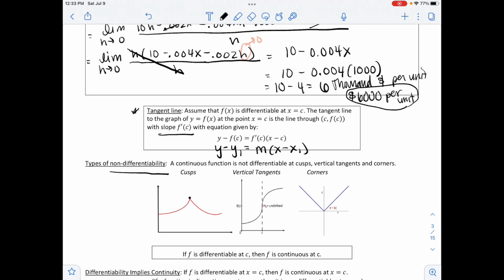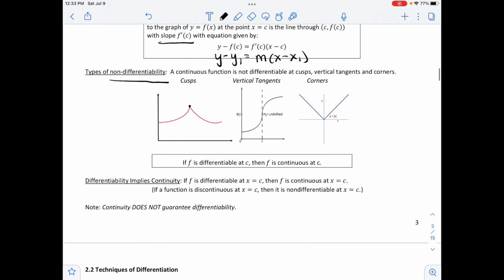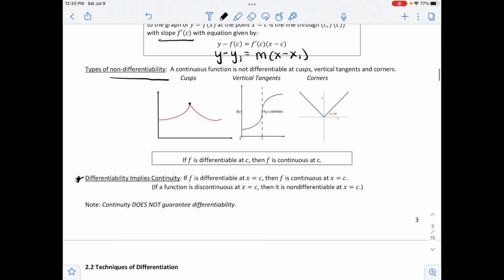It does say underneath it, if f is differentiable at c, then f is continuous at c. Differentiable implies continuity. It says if f is differentiable at x equals c, then f is continuous at c. If a function is discontinuous at c, then it is non-differentiable at c. Note, continuity does not guarantee differentiability, so it doesn't work the other way. So definitely things to keep in mind.